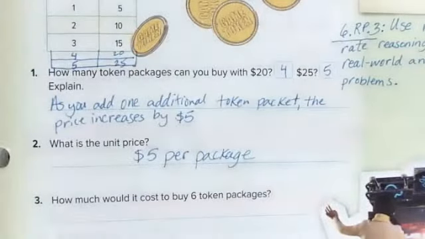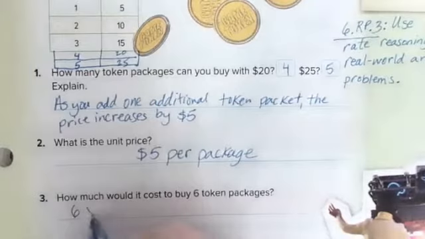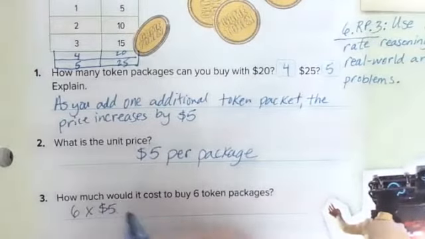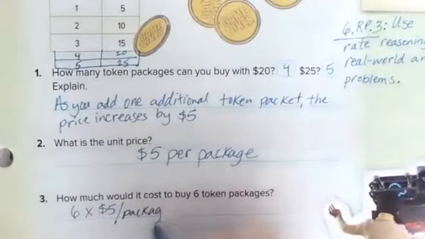How much would it cost to buy 6 token packages? So 6 token packages times $5 per package would be $30.